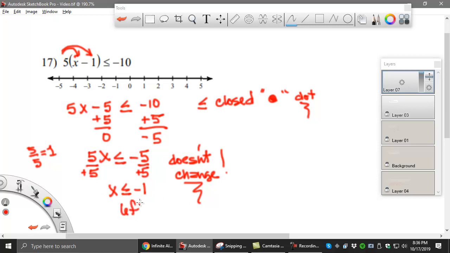All right, so I end up getting x is less than or equal to a -1. So that means all the x's are going to be left of a -1, because we have less than. Smaller numbers go to the left on a number line. So we have a closed set, so that means I color in that circle, I shade to the left, and then that is the solution for this.